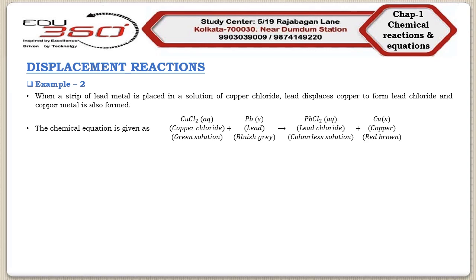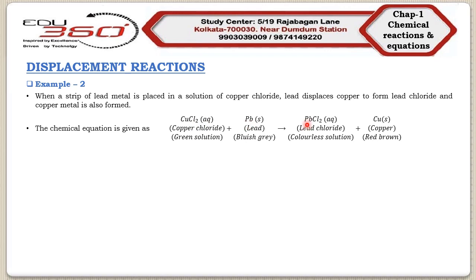Let us now discuss each term of this equation one by one. CuCl2 is representing the copper chloride solution. It is a green colored solution. So we have written CuCl2 within bracket aq. Lead is a solid metal. It is bluish gray in color. So we have written it Pb within bracket s.